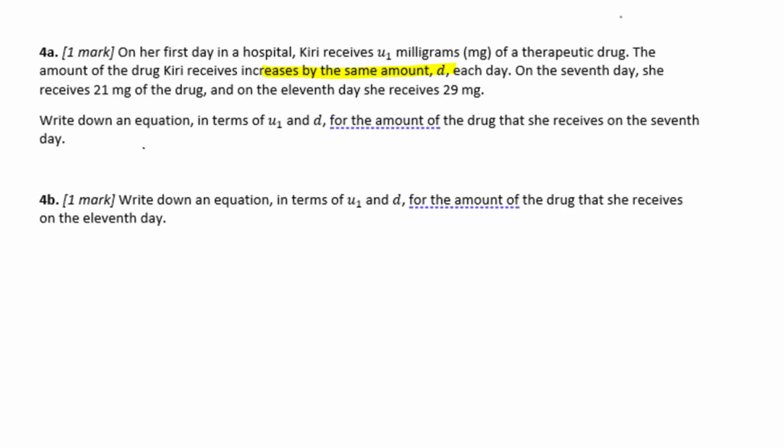On the 7th day, she receives 21 milligrams of the drug. On the 11th day, she receives 29 milligrams. Write down an equation in terms of U sub 1 and D for the amount of drug she receives on the 7th day.